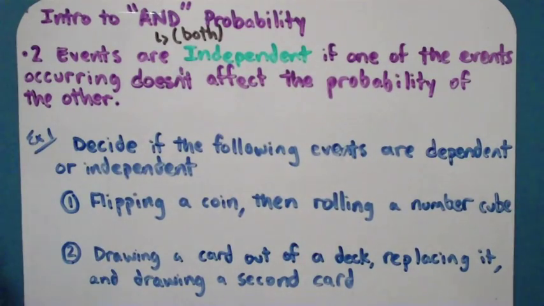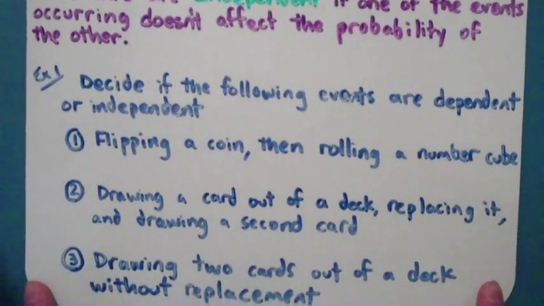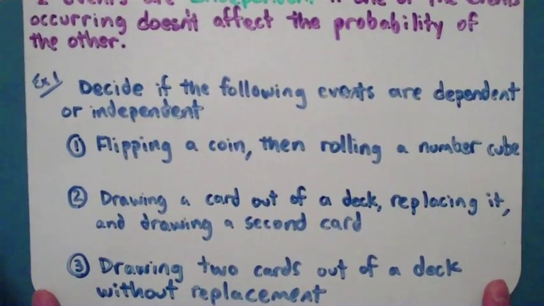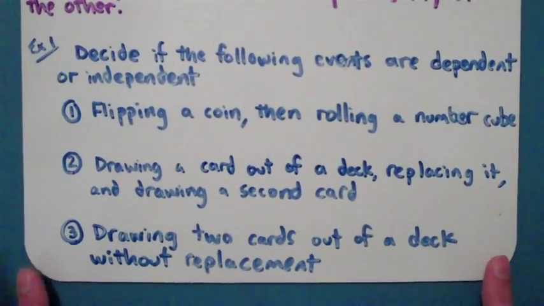And I kind of wrapped the definition up in my little sentence. Two events are considered independent if one of the events occurring doesn't affect the probability of the other. In other words, one thing happening shouldn't change the probability of the second thing happening. If it does, then you say they're not independent, or they're dependent. This is easiest seen through a few examples. So I wrote down three events, and all we're going to do here is decide if these events are independent or if they are dependent.